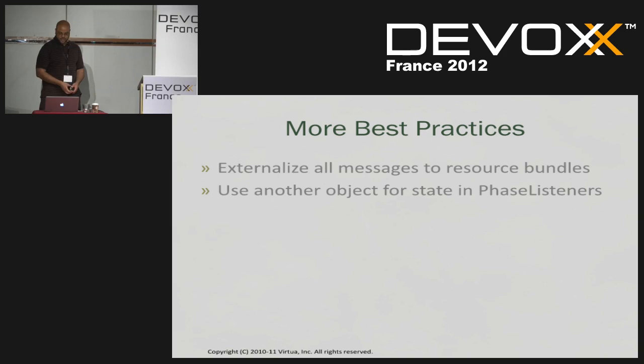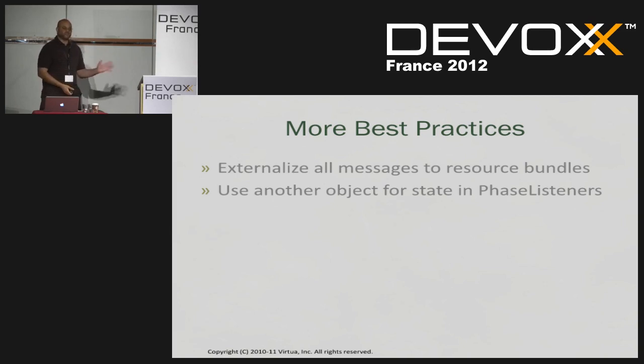Another thing is if you have a phase listener. How many people have written a phase listener before? Okay, so a handful of you. A phase listener is a specialized object you can use in JSF to interface with the JSF lifecycle. You can write as many as you want, and they can basically intercept things. They can be executed before or after a particular phase.